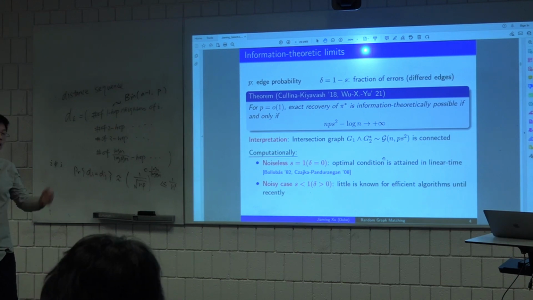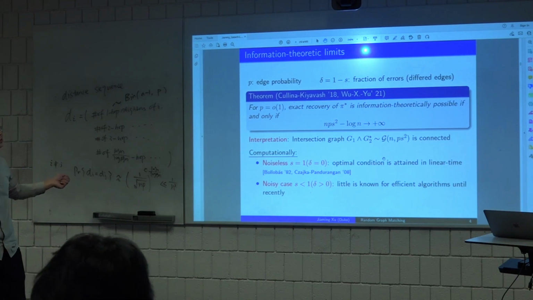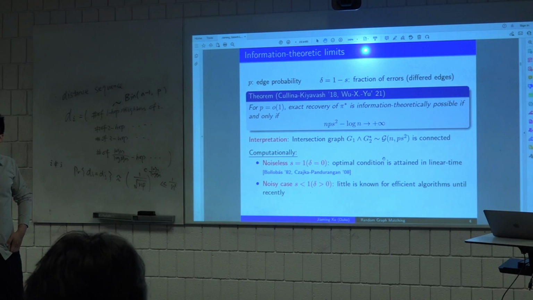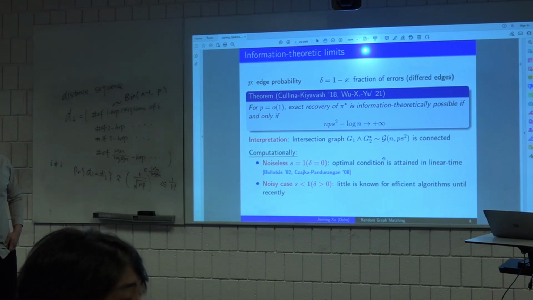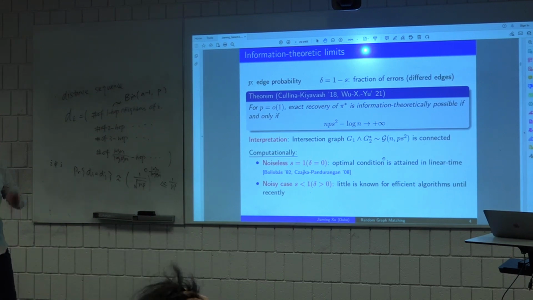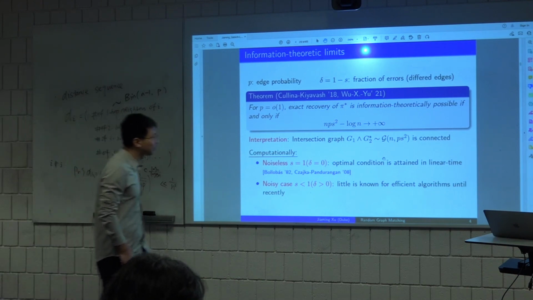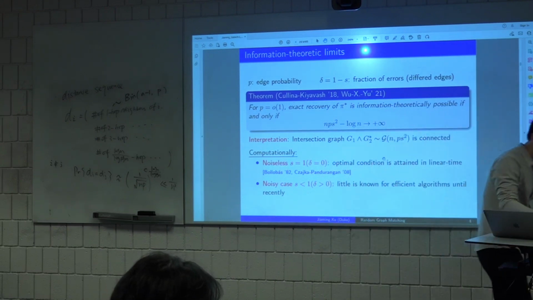Agree. Because on one hand, if you have isolated nodes, you cannot match them correctly. But I think as long as you don't have isolated nodes, this algorithm will work. If you have one isolated node, you're okay. Yeah, if you have one, I think that might work. That's what I'm saying. Two, yeah. So that's what I'm saying.